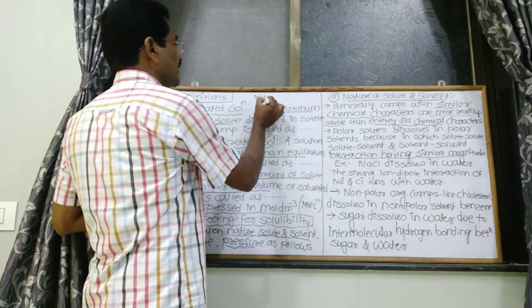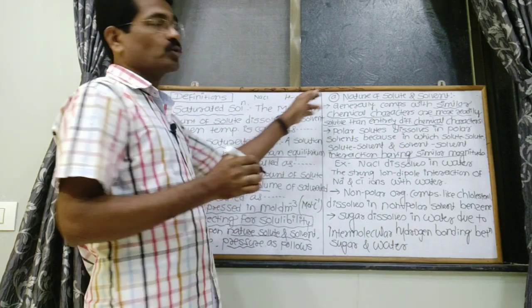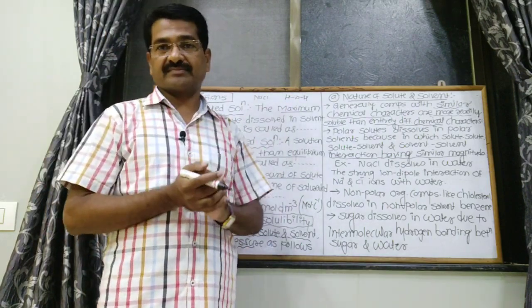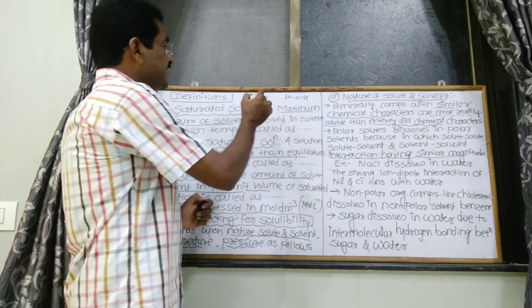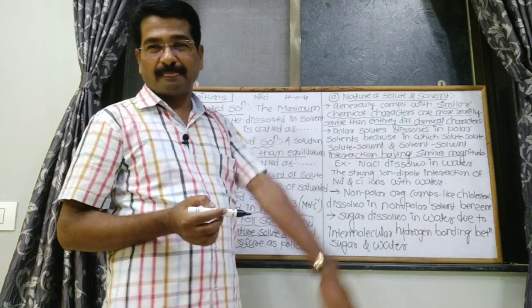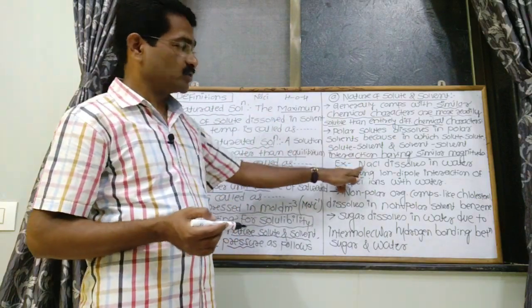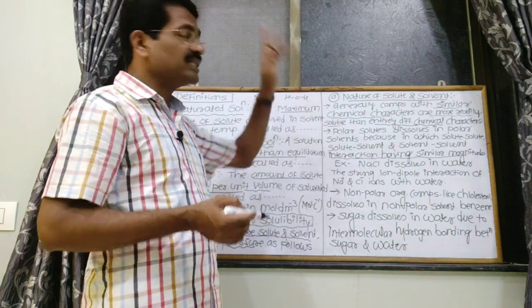Suppose this is NaCl, and water is H2O, HOH. Both are polar. How? Whenever NaCl breaks up to give Na+ and Cl-, that is polar, with opposite poles. The solute is polar. The solvent is also polar.